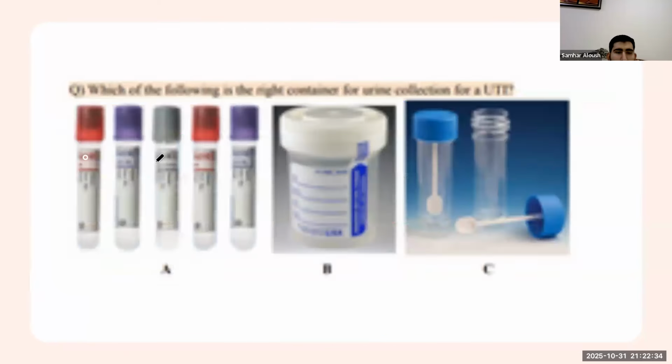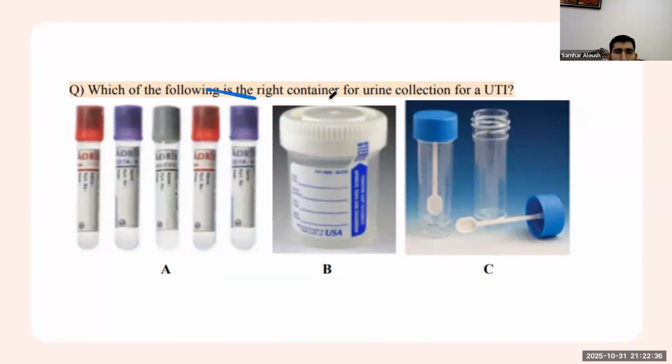Okay, B. Which of the following is the right container for urine collection? This one, okay? Just memorization. This is the urine collection container. Just memorize the shape.